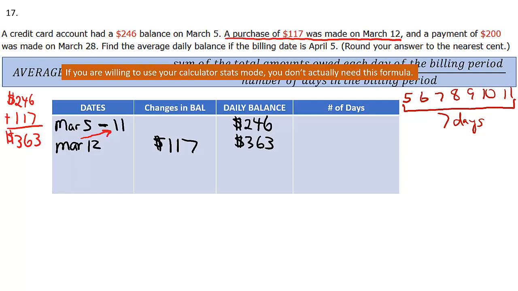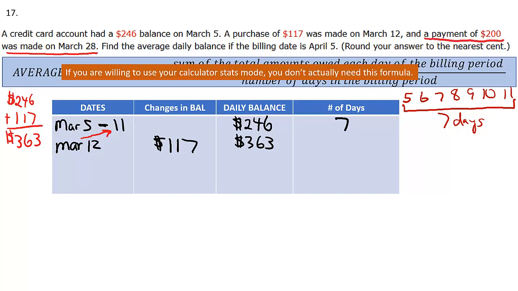But if you have any confusion about how many days there are, you can actually just write them out and count them manually, because if you miss the number of days, everything else you do is for nothing. So get those number of days right, even if you have to just write them out one by one and count them. But in any case, that $246 balance was valid for 7 days. Now you go back up and read the problem and see what happened next.